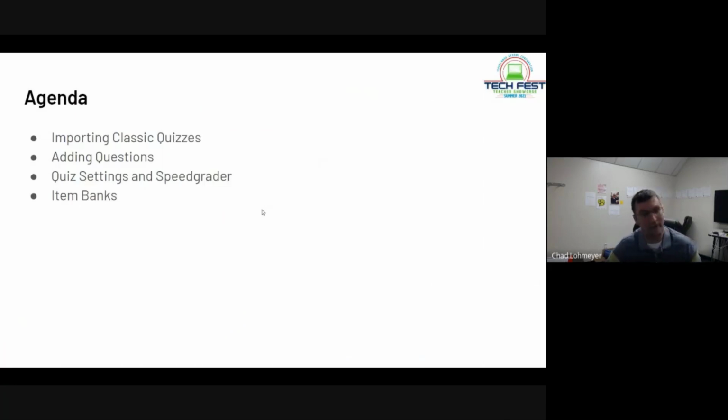So today we're going to talk about how to take your classic quizzes in Canvas and make them the new quiz format in Canvas. We'll talk about adding questions, and in particular the new question types that the new quizzes offers. Go over some of the quiz settings and how to access SpeedGrader, and then talk about item banks, or as they were known before, question banks in the old quizzes. So we'll talk about that a little bit as well. I'm going to jump in and out of the presentation here, go into Canvas and just show you guys kind of how it works live.